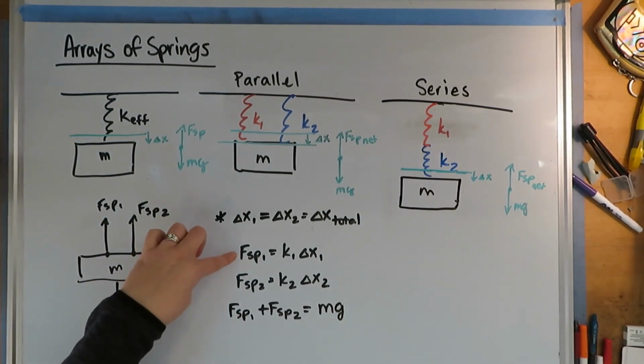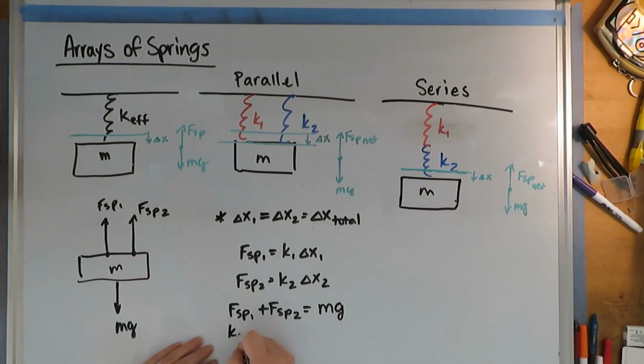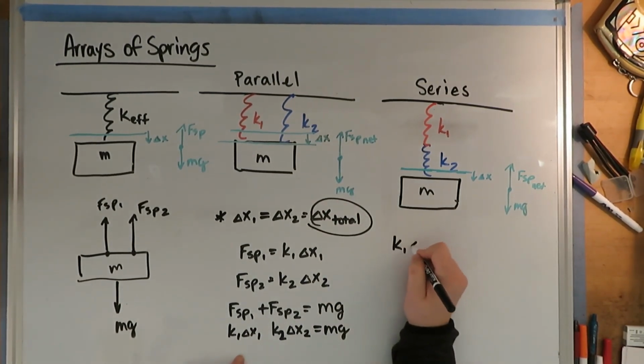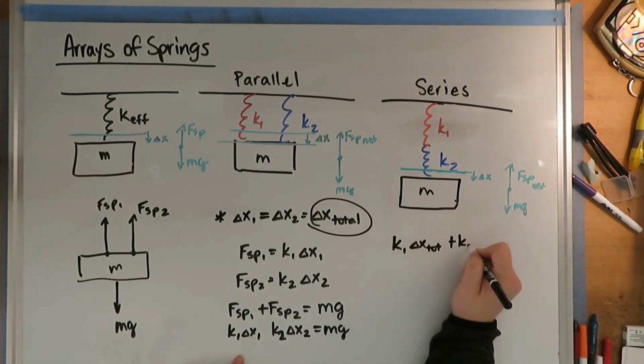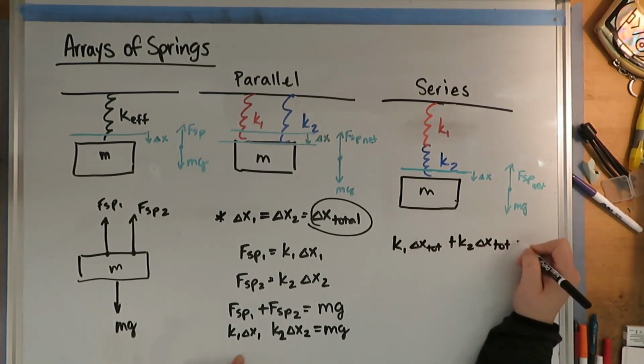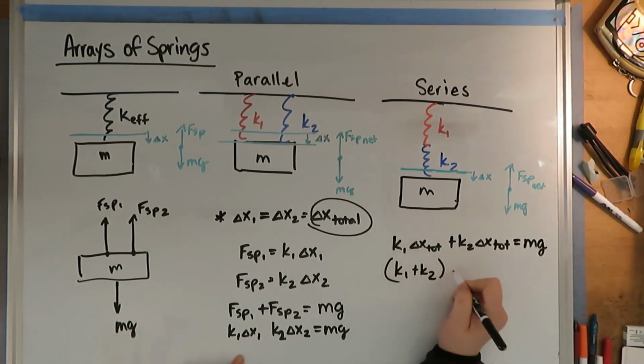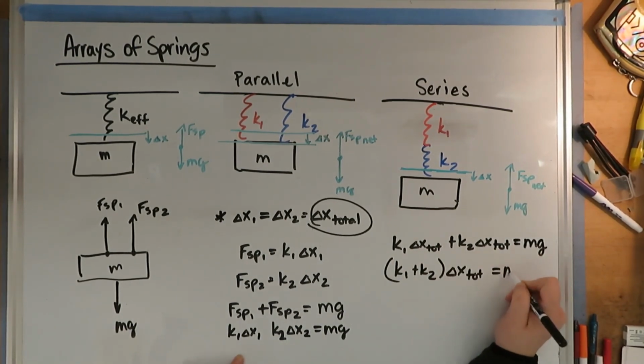So if I replace spring force 1 with K1 delta X1, and spring force 2 with K2 delta X2, then what this tells me is that I can factor out this delta X, because they're actually the same. Those are actually the same. So I can rewrite this as K1 delta X total plus K2 delta X total, and that's going to equal mg. So I get K1 plus K2 times delta X total is equal to mg.